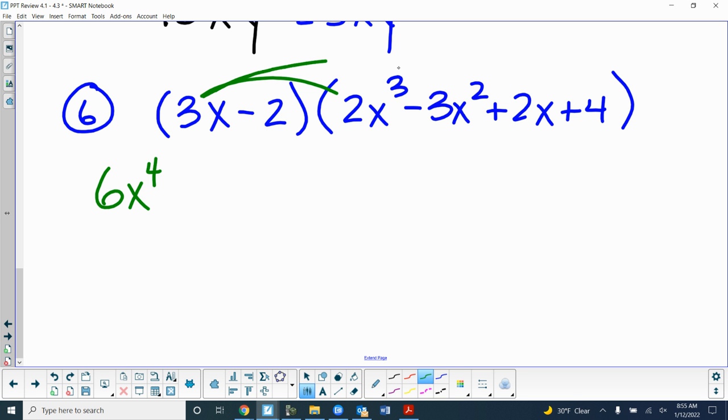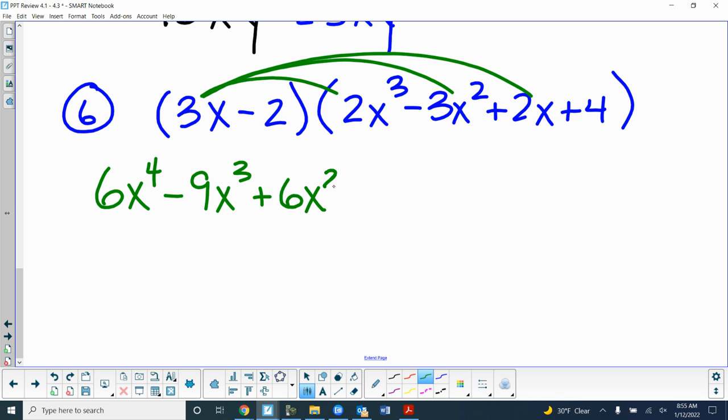And then 3x times negative 3x squared is a negative 9x to the third. And then 3x times 2x is a positive 6x squared. And 3x times 4 is a positive 12x. Okay? This is basically Algebra 1 stuff that you knew how to do when you walked in the first day, right? So we shouldn't be missing this type of stuff.